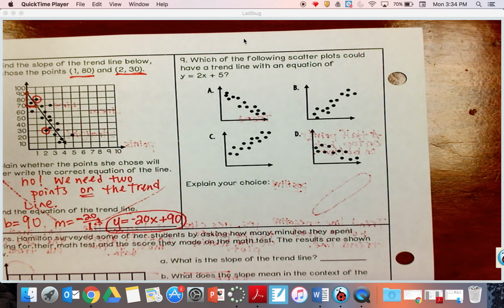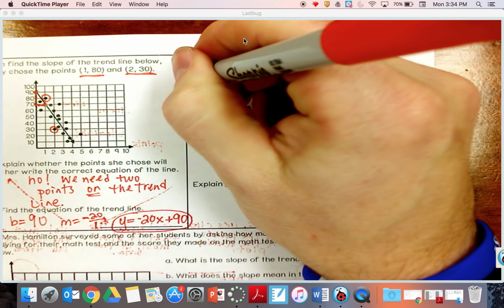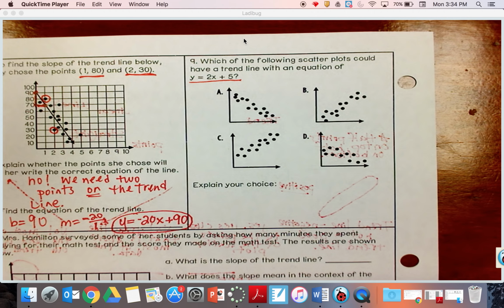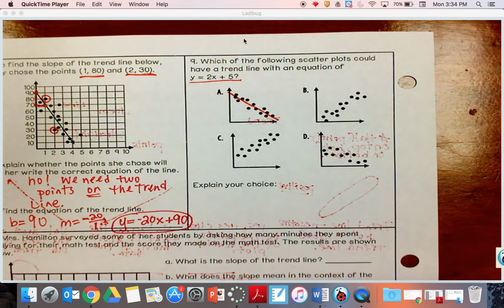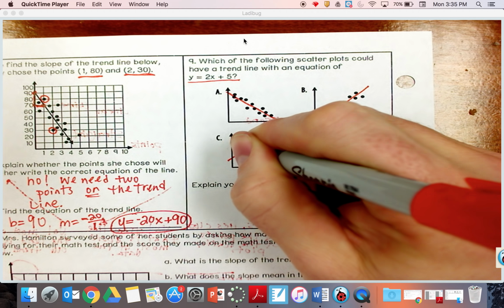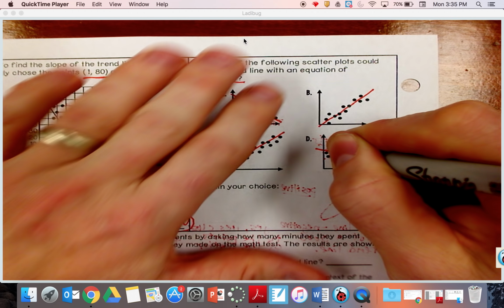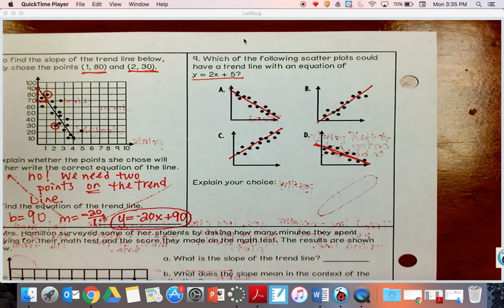Now, number 9 is asking us which one of these is going to be a fit for our trend line if we were to draw a trend line through this line right here. So let's take a look at it here real quick. If I drew a trend line through A, if I drew a trend line through B, C, and D, I want to know which one of those trend lines would match up with this equation right there that I've underlined, 2x plus 5. Let's see what we know and see if we can eliminate some answers.